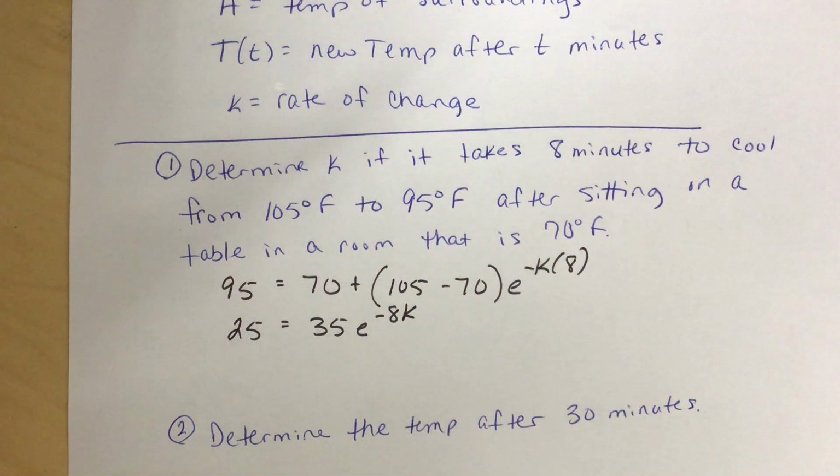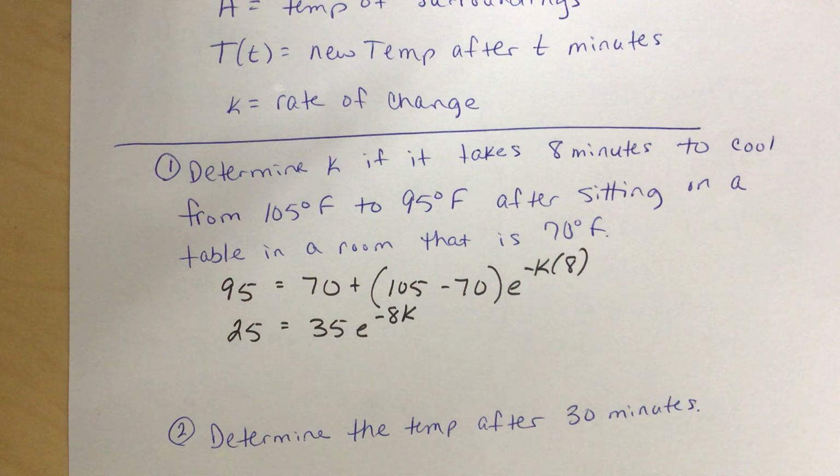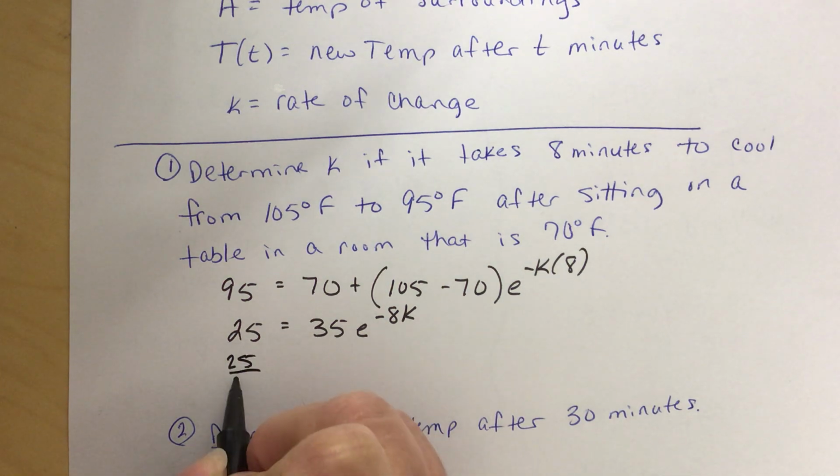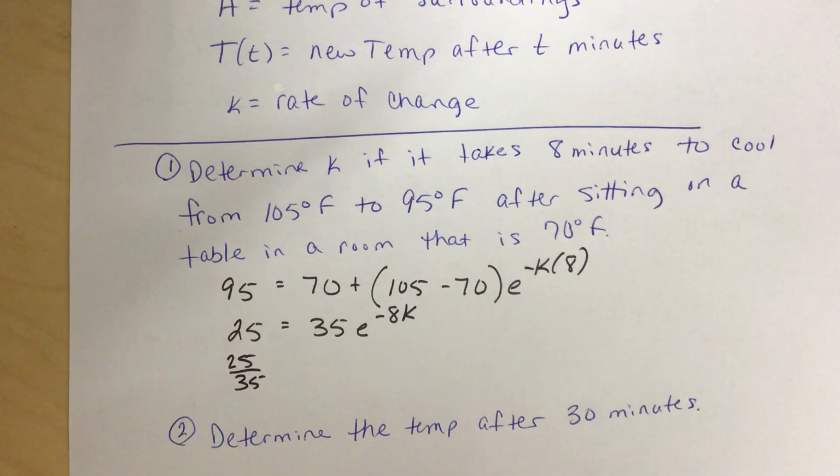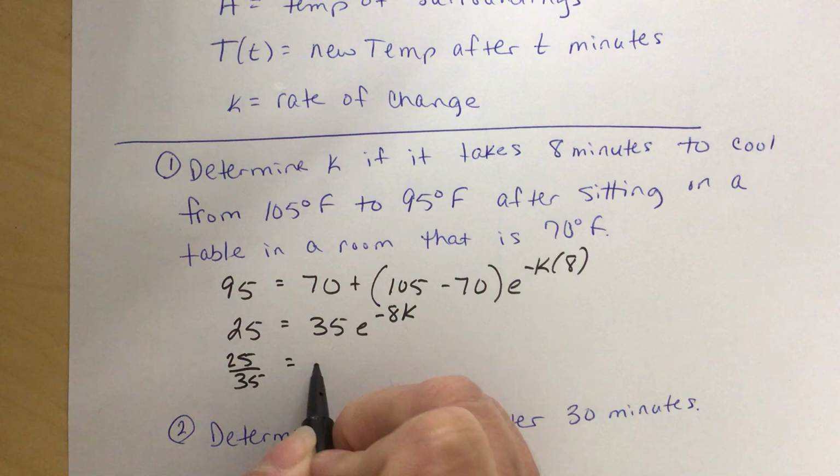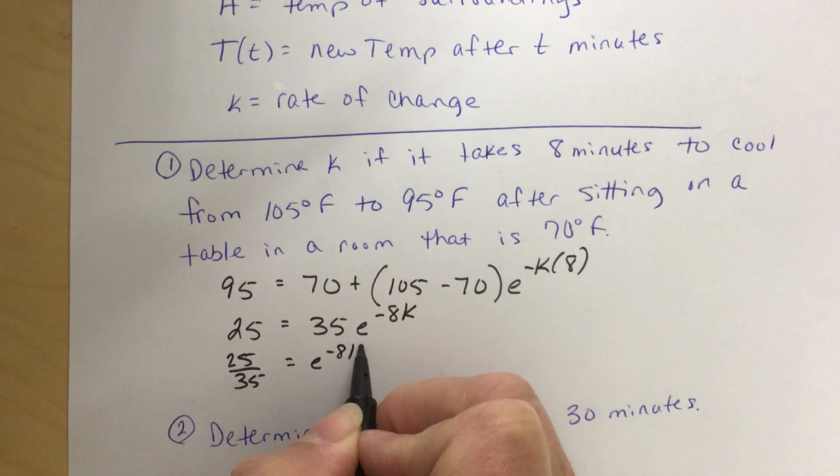So now we're going to divide both sides by 35. So 25 divided by 35. I'm going to go ahead and write that as a fraction. If you put it in your calculator, you get 0.7142857, etc. Let's just leave it like this, equal to e to the negative 8k.